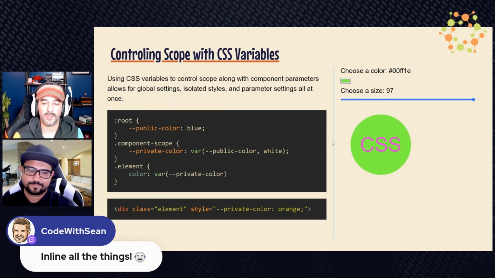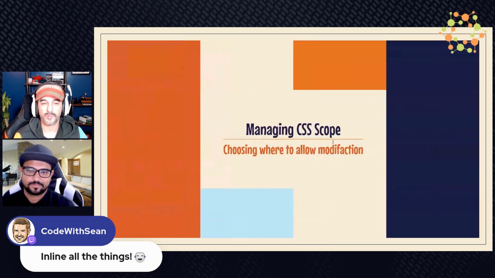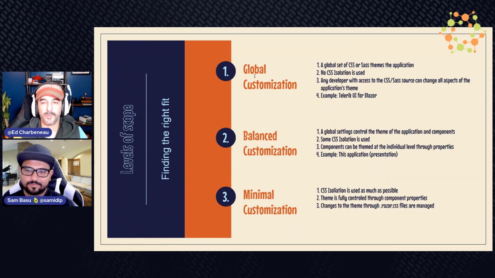When we looked at the beginning of this, we have global customization, which is, if I'm at the root level, I can theme my entire application. Maybe we don't want to do that. And then I don't want to make it so rigid that you have to touch every component to style it. This is right there in that balance section.